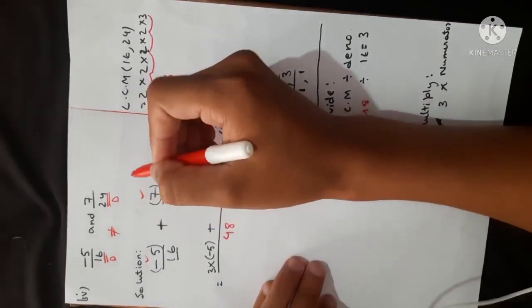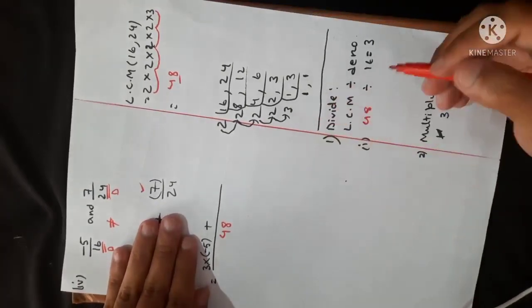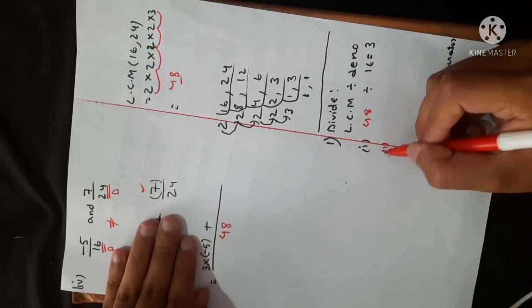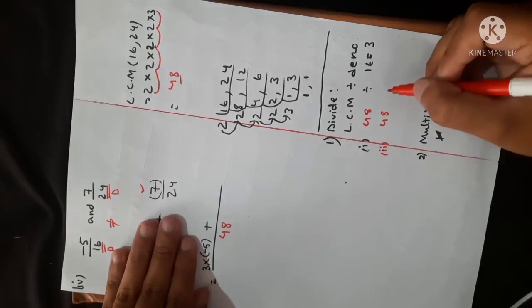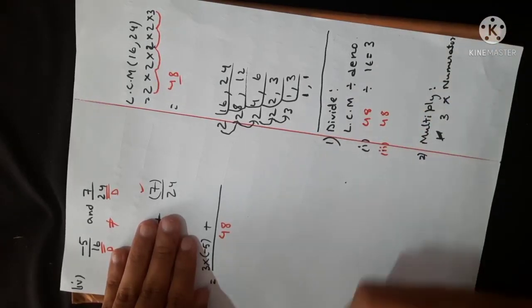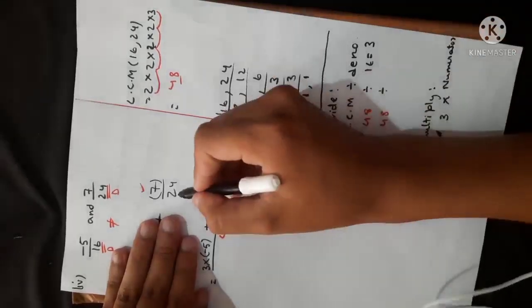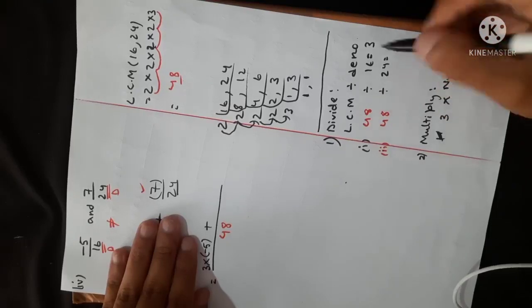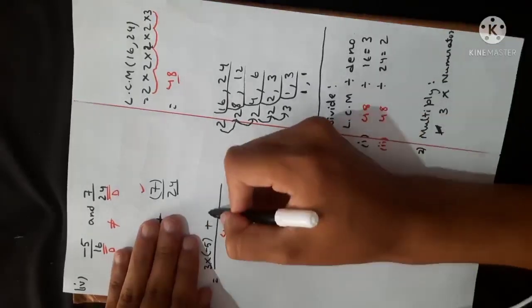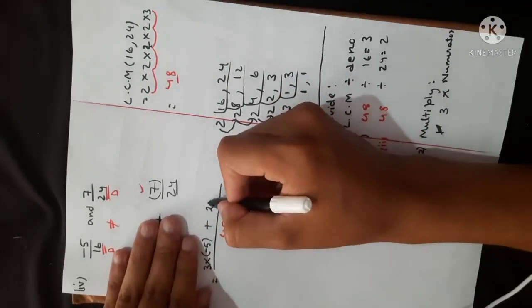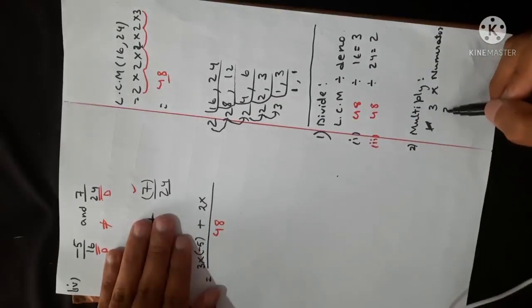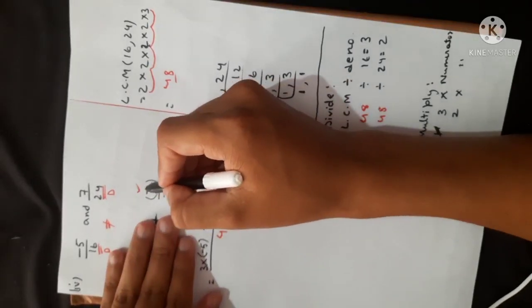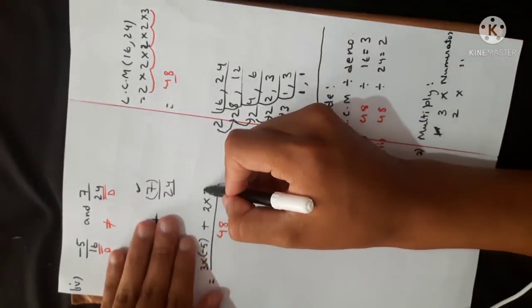Next again, let us see for the second fraction. We have done the first fraction. So number 2, second fraction. LCM is again 48. Divide by the denominator, which for the second fraction is 24. 48 divided by 24 equals 2. So we write 2. Next, we have to multiply this 2 with the numerator. What is the numerator here? It is 7. So 7.